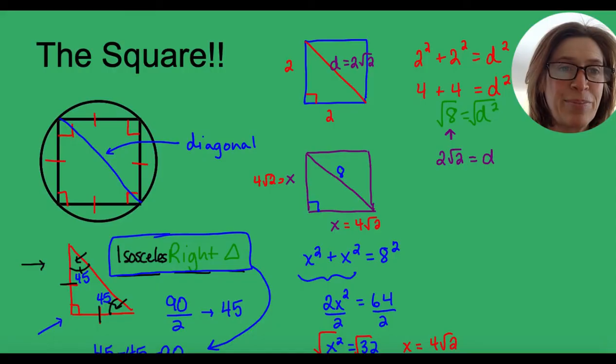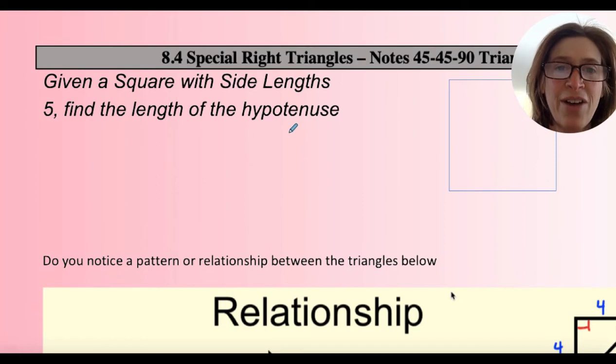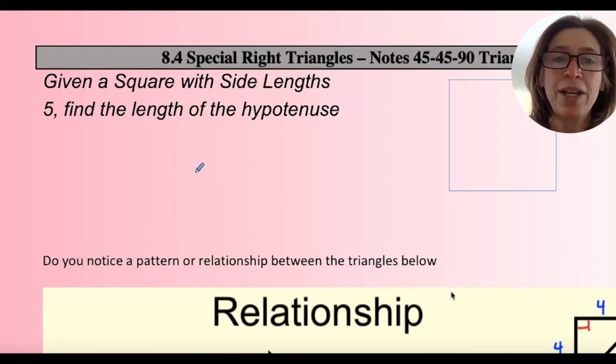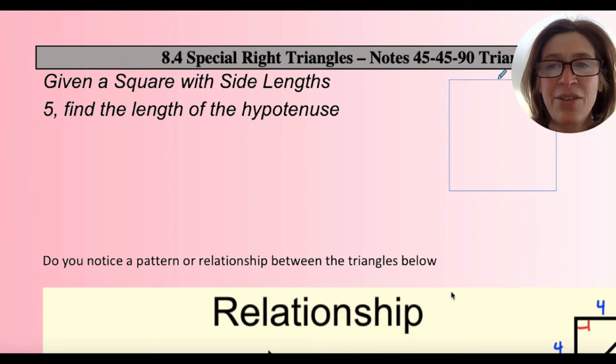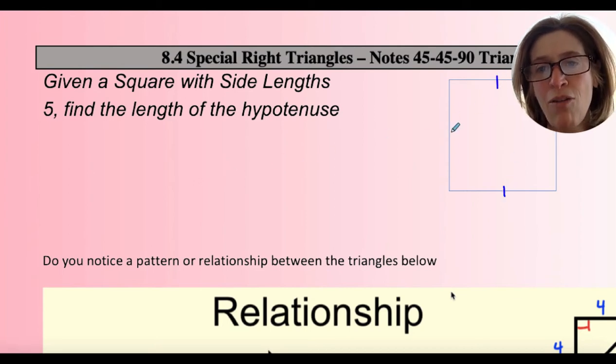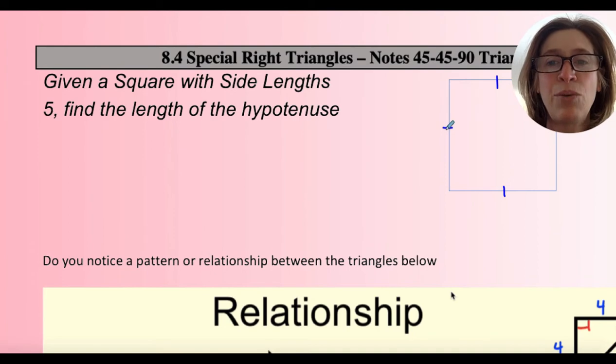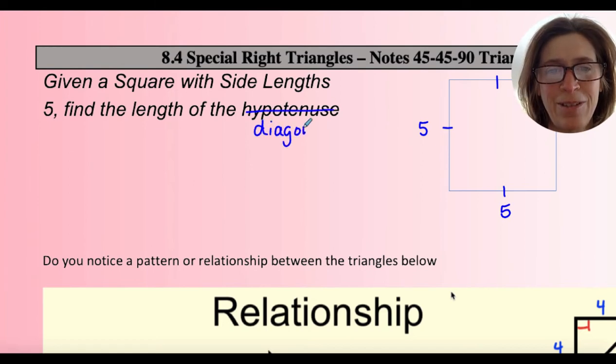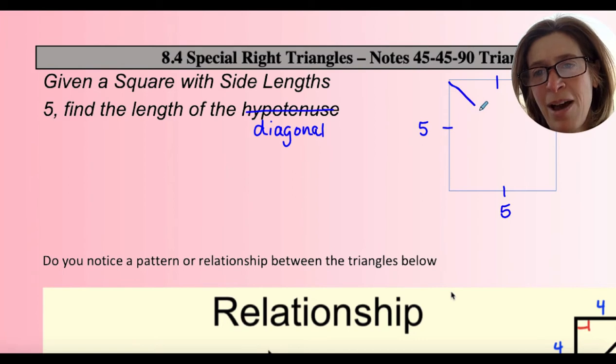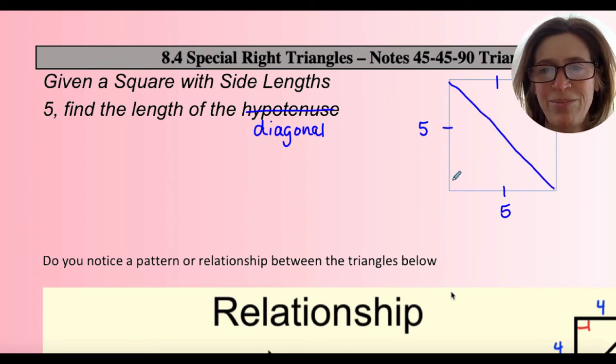So we're going to look at a 45, 45, 90 triangle. It's the 8-4 notes. All right, so we're going to be given a square with side lengths of 5. So here's a square. I'm going to mark all 4 sides congruent. It wants us to find the length of the hypotenuse. Actually, it should say length of the diagonal, which is the hypotenuse of this right triangle.